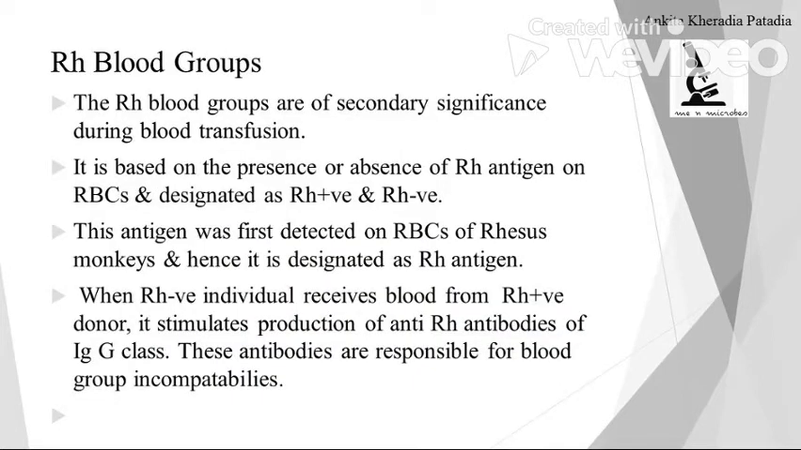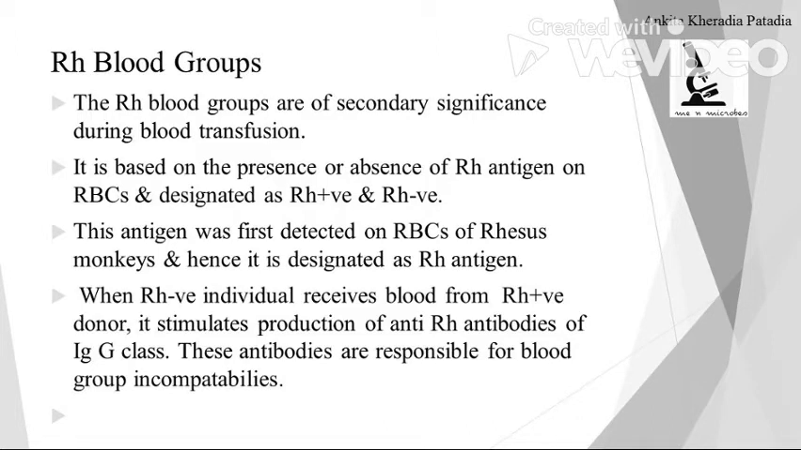Another system is the RH blood group system. The RH blood groups are secondarily significant during blood transfusion. It is based on the presence and absence of RH antigen on the RBC, and designated as RH positive and RH negative. The antigen was first detected on the RBC of rhesus monkey, and hence the name RH antigen has been given.